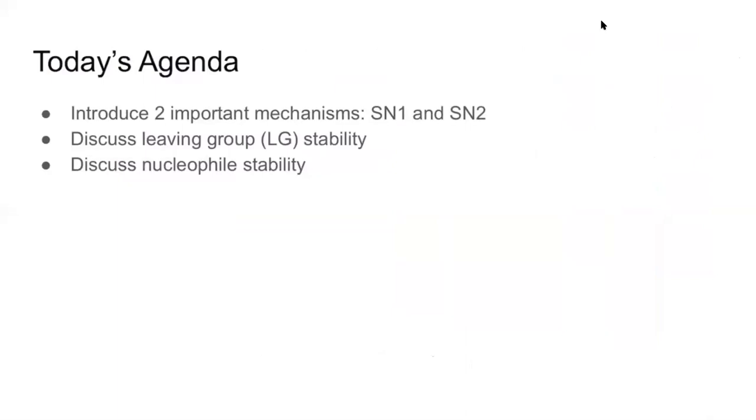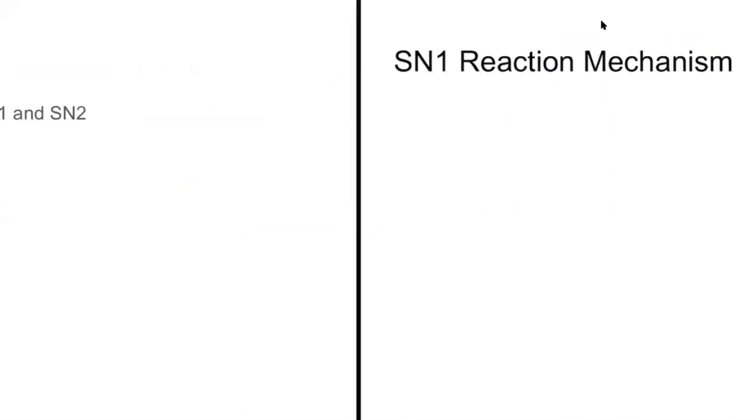So today we're going to introduce two important reaction mechanisms that we're going to be covering this week. They're called SN1 and SN2. We're going to talk about leaving group stability, and we're going to talk again about nucleophile stability. So the SN1 reaction is one of 4 main reactions that we're going to be talking about this week. I already mentioned that we're doing 2 of them today. And the mechanism looks a little bit like this.